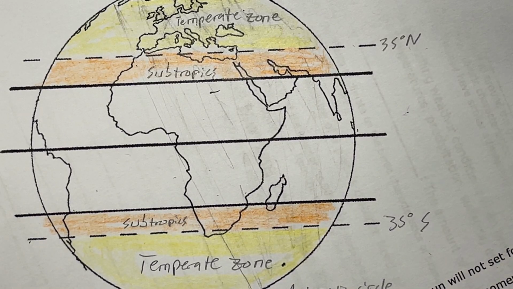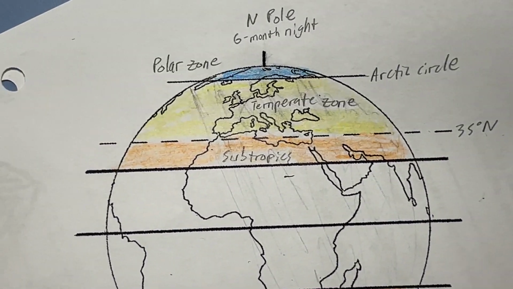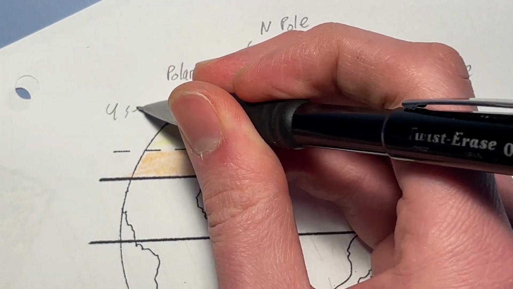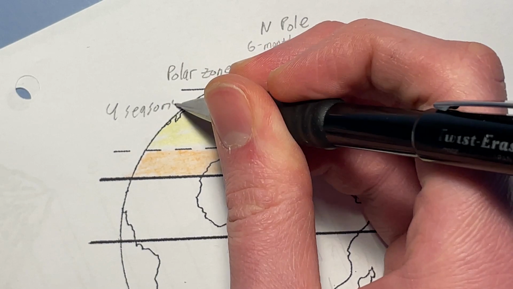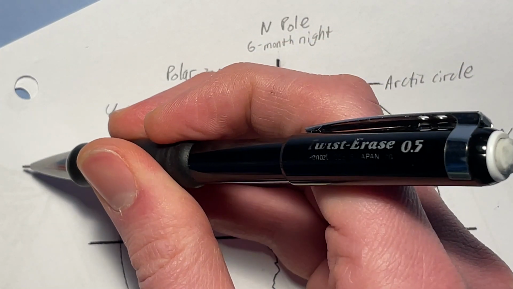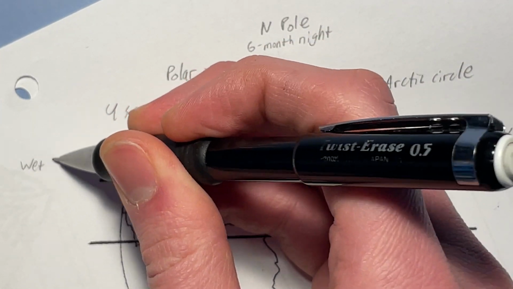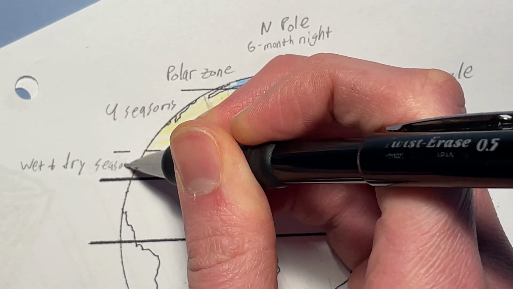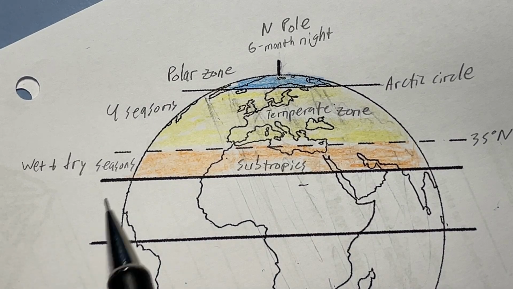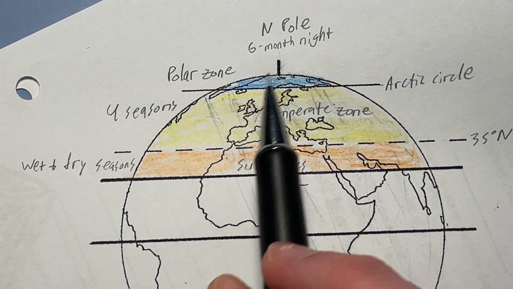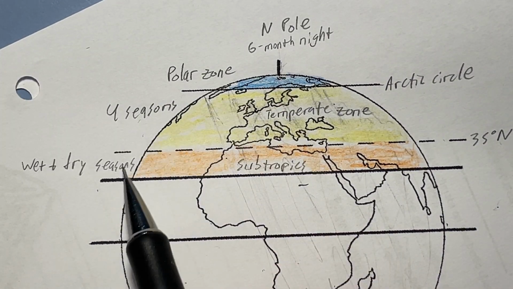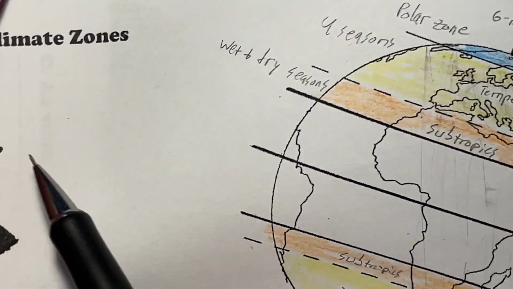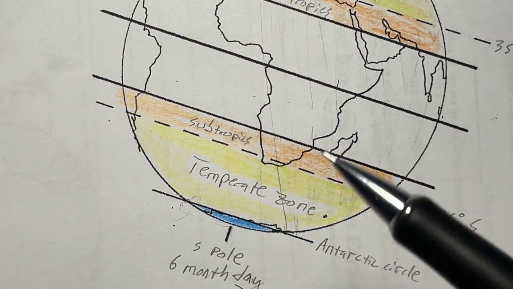All right, and let's just write a little note here. Okay, the temperate zone has 4 seasons, whereas the wet and dry season are in the subtropics. Wet and dry seasons, 4 seasons, 6-month thing, okay? So at this stage in the game, remember the season that it's in is winter, summer, okay?